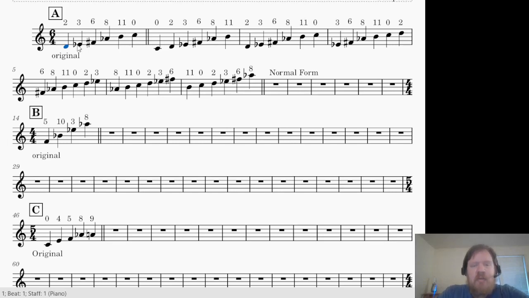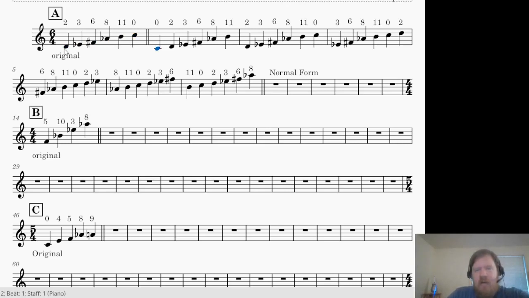So what I want to do is find the most compact form. In order to find normal form, I want to find the form that's the most compact, where the interval between the first and the last note is the smallest. So we have our original set right here, which are these notes, and we're going to try to find the normal form.